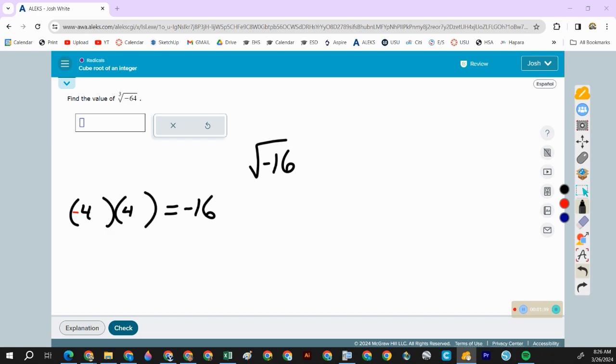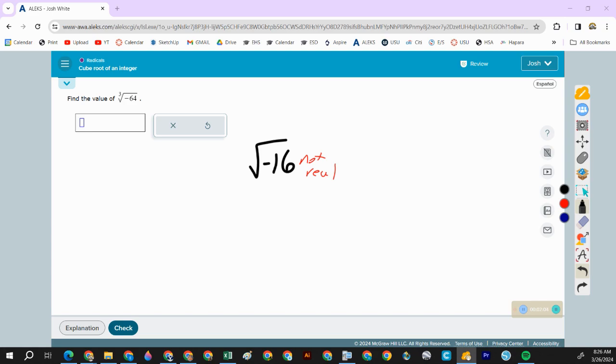It is negative 16, but it's not the same number times itself. So that is true. This equality is true, but we want these two numbers to be the same. So I need to put a negative there, and now it becomes a positive 16. So essentially, this is not real. There is no real number that satisfies that.